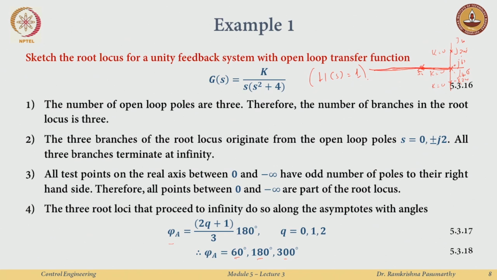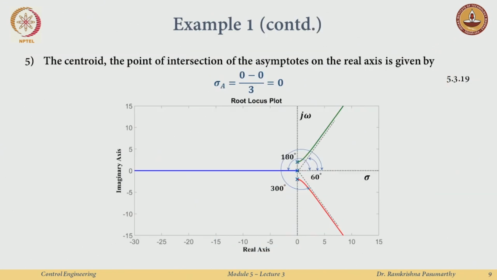These are how my asymptotes go. So this branch will meet this line at 60 degrees at infinity, and the branch from minus 2j will meet this line at infinity. It is not that they just come here and stop; they keep moving and meet this line asymptotically. This one meets this line asymptotically. So this is about the angles.